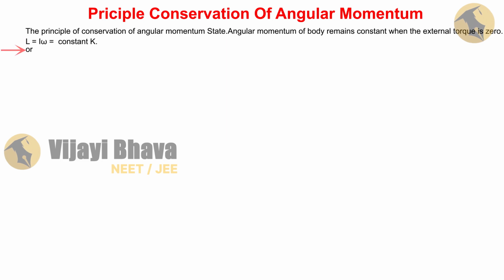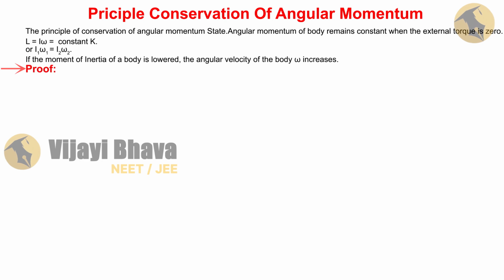Otherwise, this can be written as I1 ω1 = I2 ω2. If the moment of inertia of a body is lowered, the angular velocity of the body ω increases. Let us prove this with an illustration.